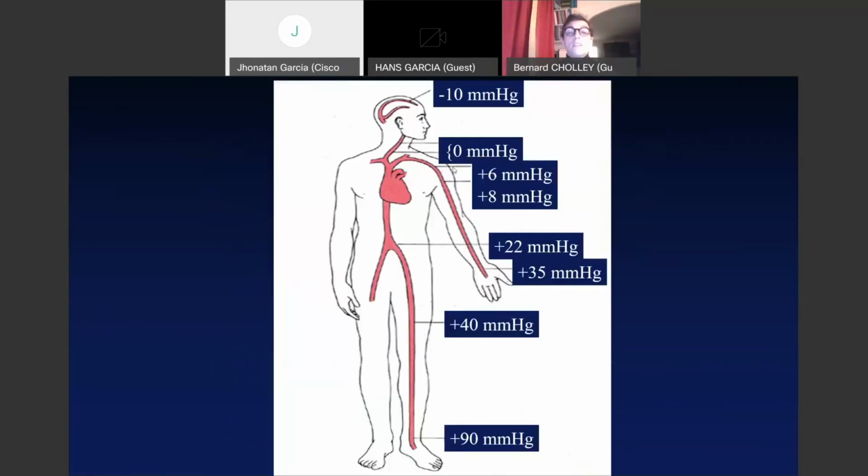If you have a man standing in front of you, if the value in the right atrium is close to 0, the pressure in the vein of the feet is close to 100 millimeters of mercury because of the weight of the column of blood above it. But conversely, the pressure in the sinuses of the head is negative. So what is the average pressure at the beginning of the veins?